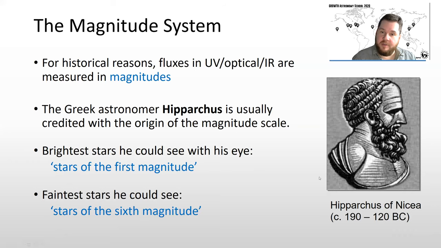The gentleman on the right of the screen here is Hipparchus of Nicaea. He is a Greek astronomer, and he originated something called the magnitude scale. The magnitude scale was his method for categorizing the brightness of stars.